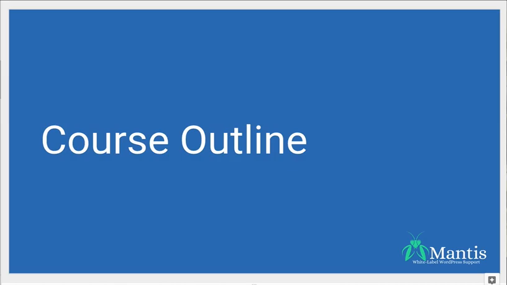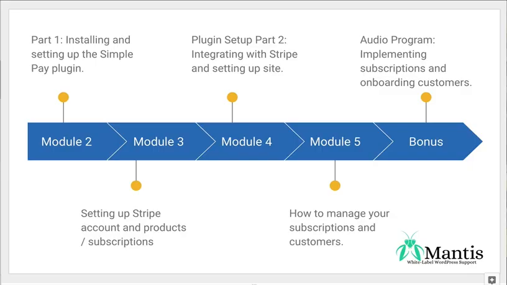So let's look at the course outline. Module 1 we're in right now. It's just getting started. It's the overview. It's the prep. It's the getting started. Right. So Module 2 is going to be part 1 of the plugin installing and setup of the Simple Pay plugin. Okay. There's 2 parts to that because again we need to set up the plugin initially.